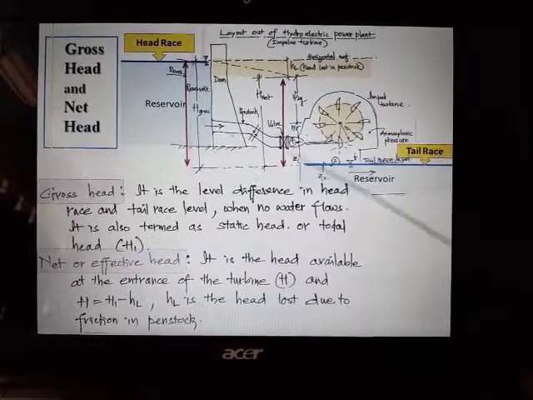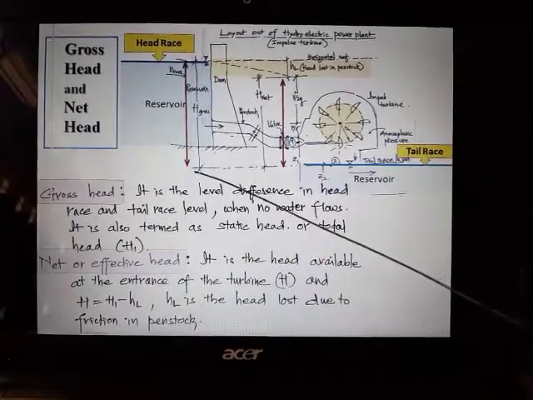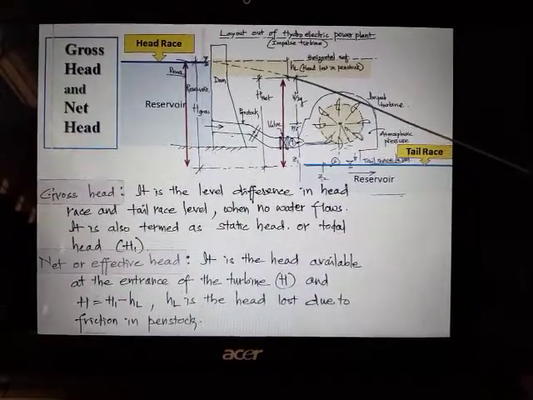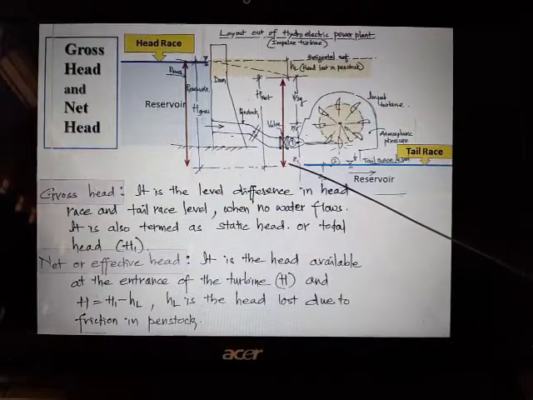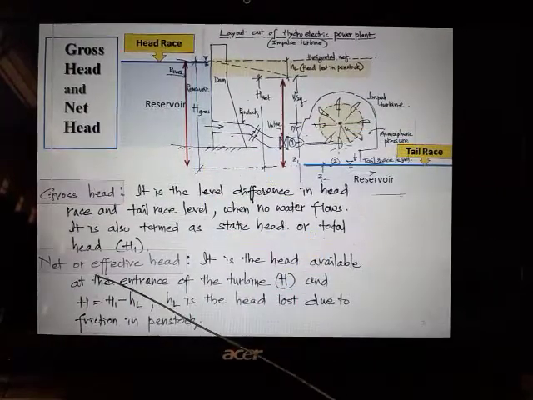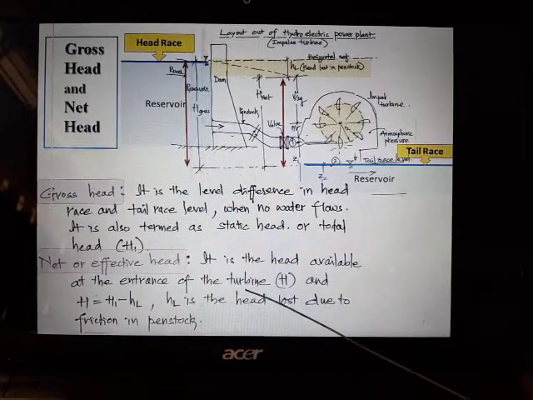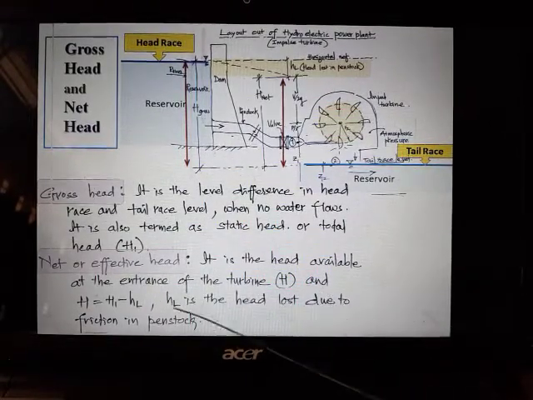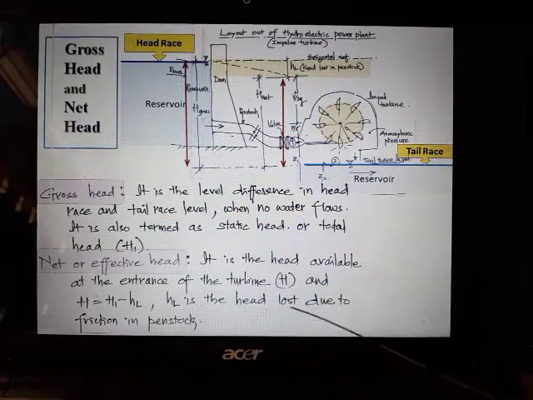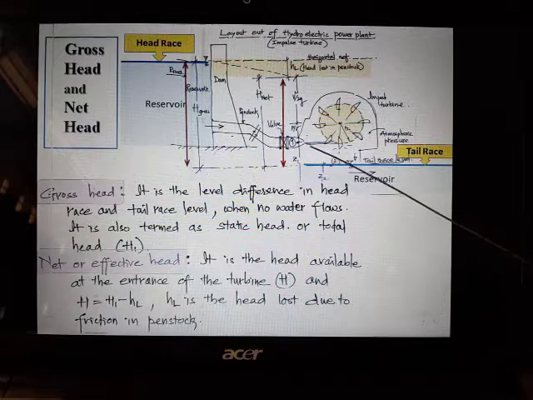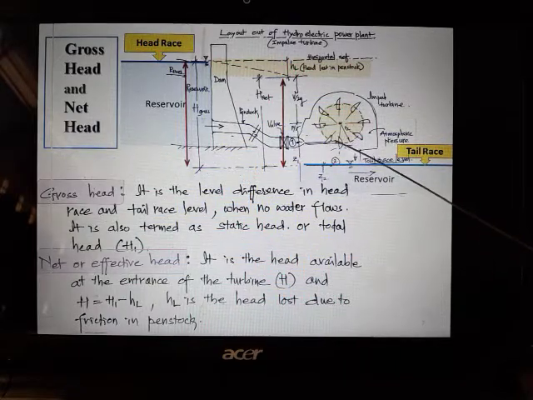Okay, now you can see that there is a gross head and there is a net head. So what is net or effective head? It is the head available at the entrance of the turbine. HL is the head loss due to friction. Here, whatever head is available at the entrance of the turbine is known as net head.